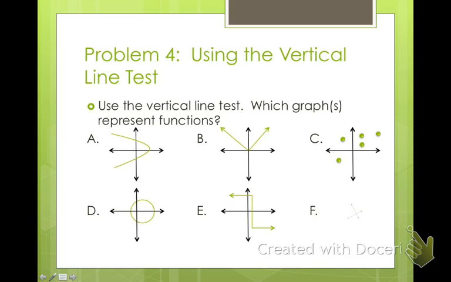Okay, you go ahead and look at these ones. See what you think. D is not a function, E is not a function, F is a function.